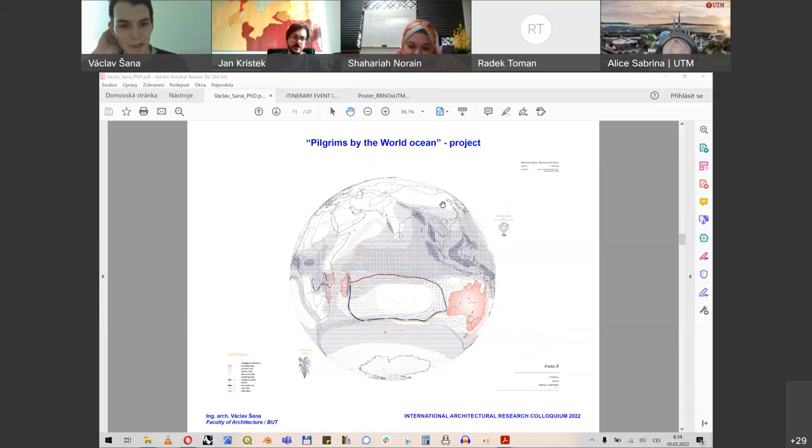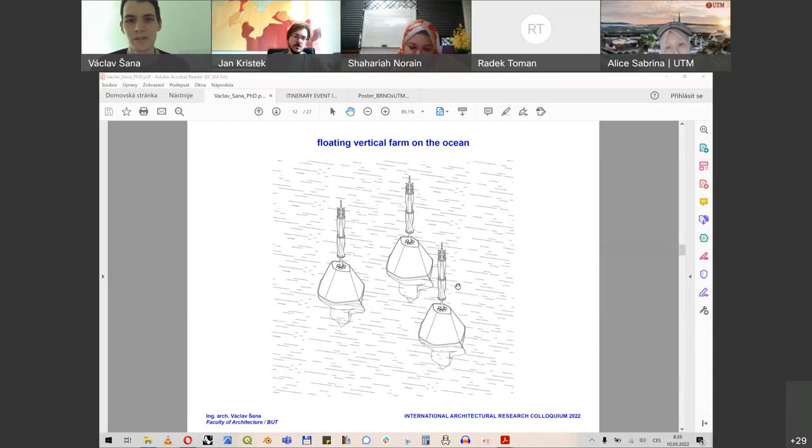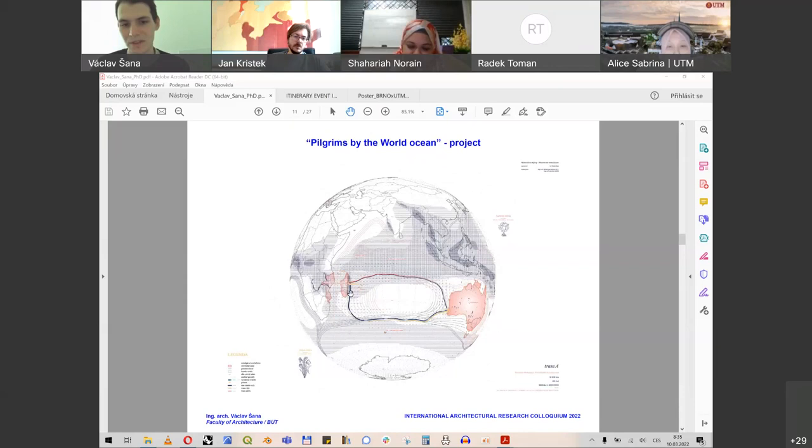with the main project, which tries to find this new rural area for agriculture. And I looked at the ocean, mostly because on the ocean you have rain, there's fresh water, the sun heats the same way as on the continent, and the winds behave the same way. So I designed a floating vertical farm on the ocean, which I call Pilgrim, and this is the case study about the connection between two African vertical floating farms.